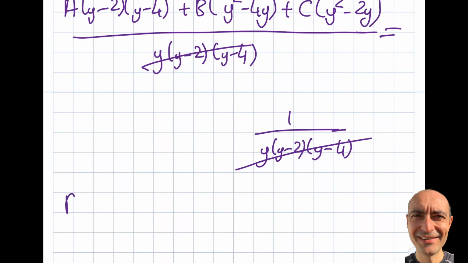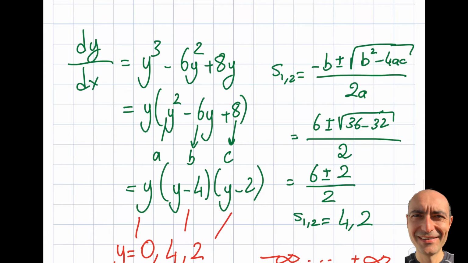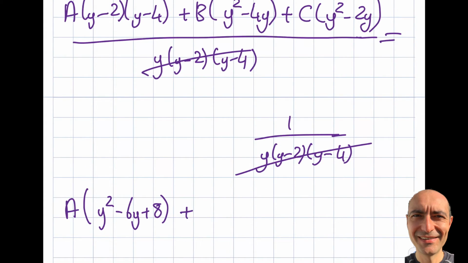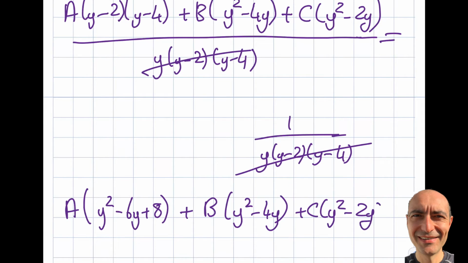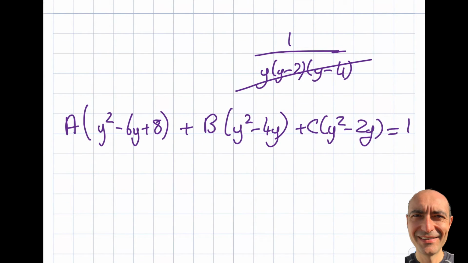So let's do this. A, and the multiplication of this is going to be y squared minus 6y plus 8. You can do this if you want to. Actually, I'll show you. Right here, see? So I'm just going back instead of going forward from that angle. So let me continue. Plus B times y squared minus 4y plus C times y squared minus 2y. Now what I want to do is equal this to 1 on the right hand side. I want to write it this way, y squared times A plus B plus C.